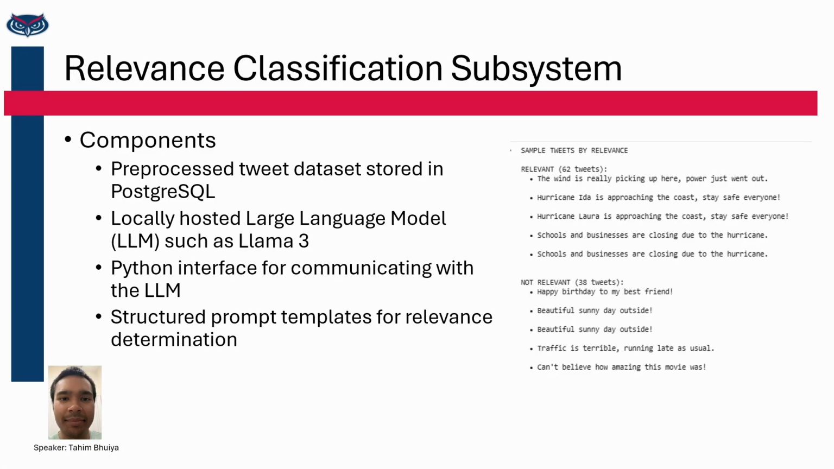And now taking a look at the components for our relevance classification subsystem, we will have a preprocessed tweet dataset, a locally hosted large language model, a Python interface to communicate with the model, as well as a structured prompt template that helps the LLM determine whether each tweet is relevant to a hurricane event.